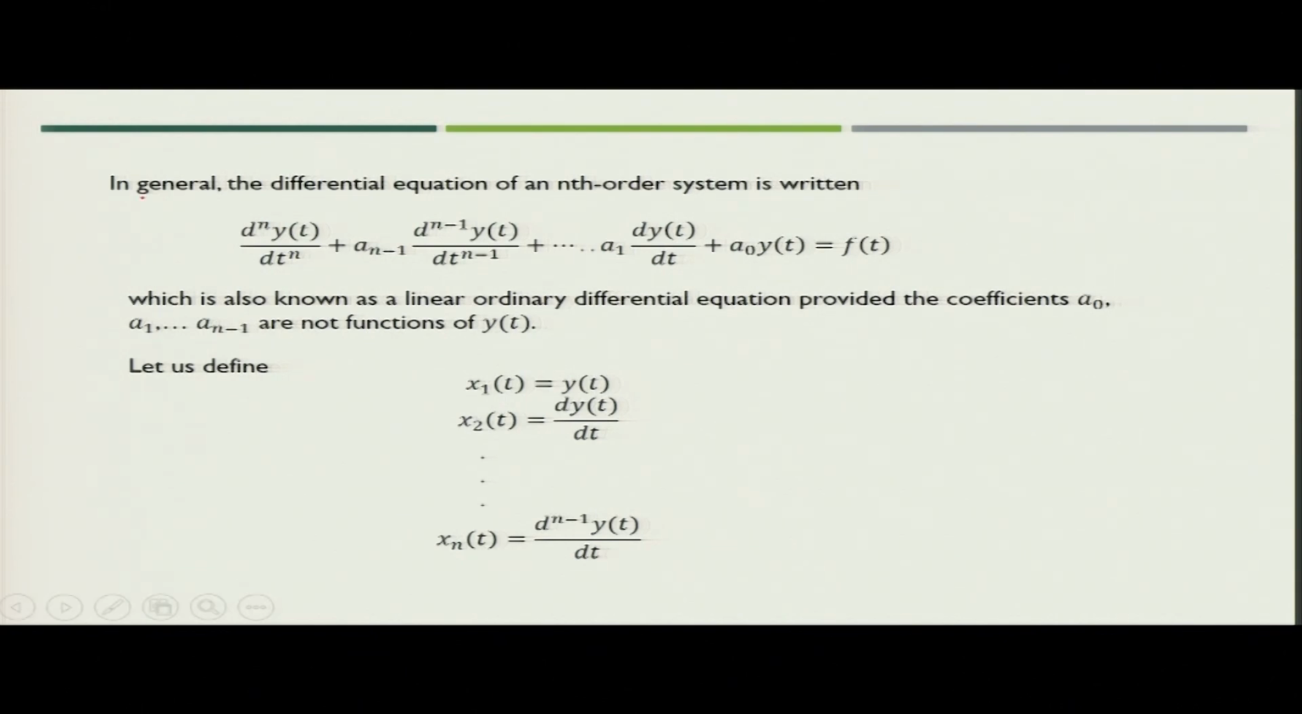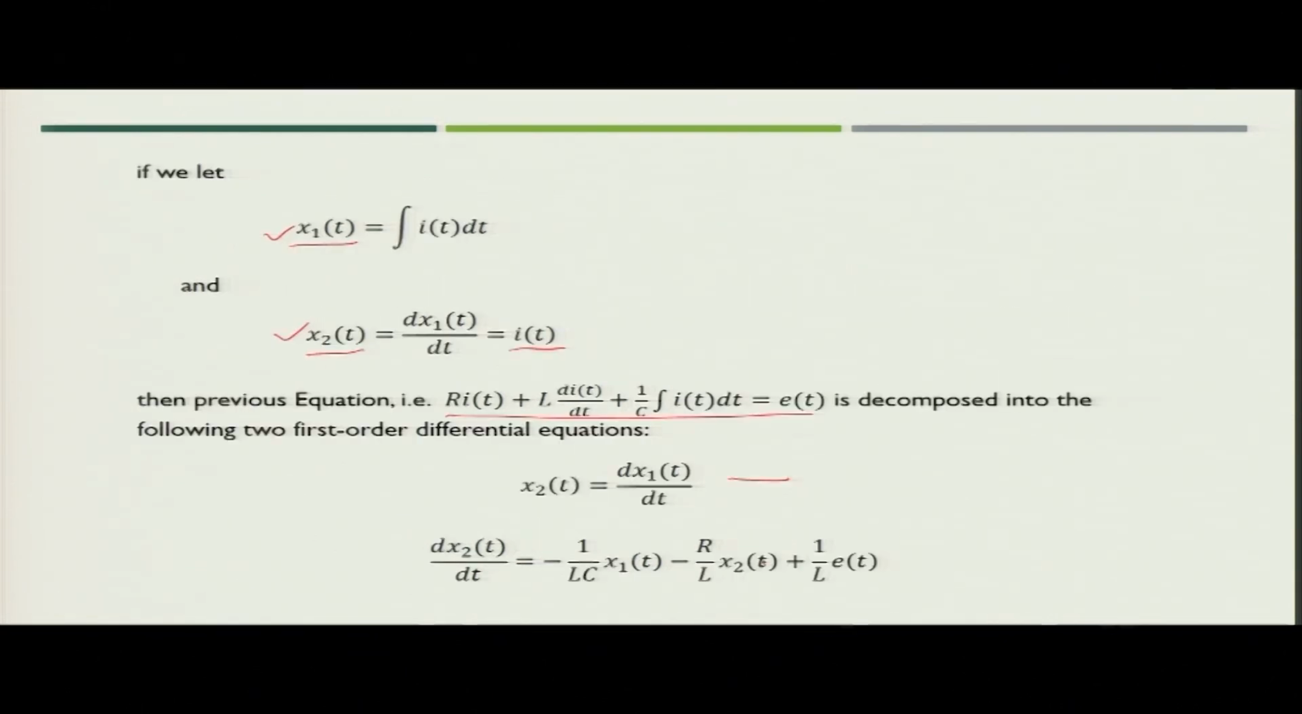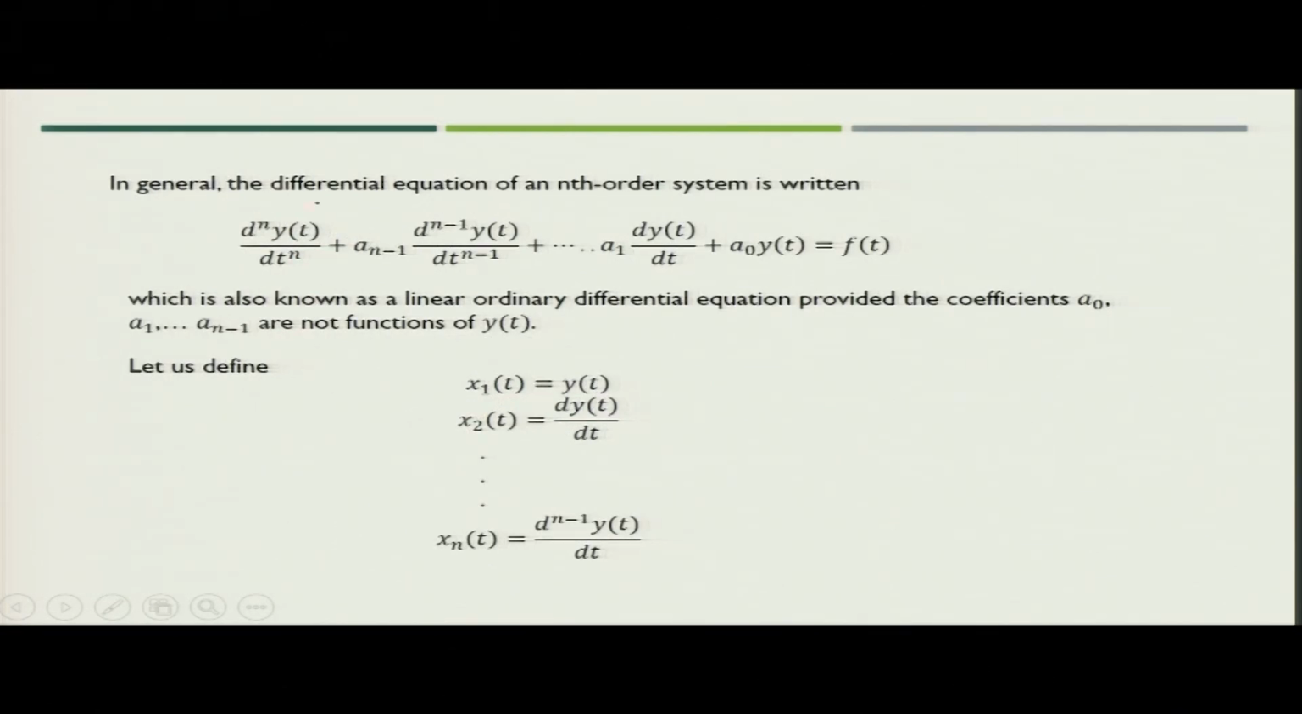So, if you see this particular equation, this is basically a first order equation where dx 2 by dt is written in terms of x 1 and x 2. In general, the concept which we just discussed you can extend to an nth order system. So, what we can write? d to the power n y by dt n plus a n minus 1 d n minus 1 y by dt n minus 1 and so on, plus a naught y t plus f t is the equation.